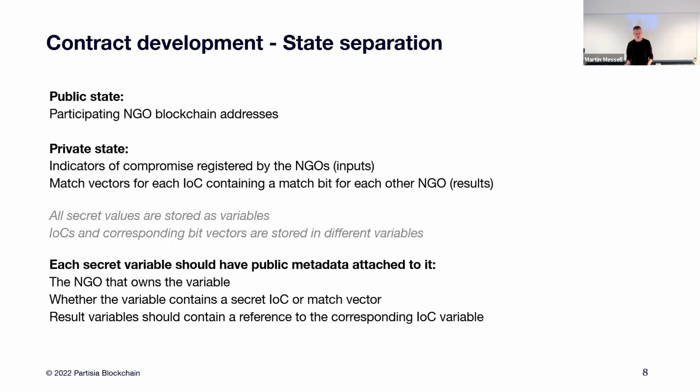And then finally, the result variables should contain a reference to the corresponding IOC variable, so that afterwards an NGO gets a list of results, but they need to know which result actually corresponds to which input. That information can be public as well. So there's actually a lot of public information on these private variables.